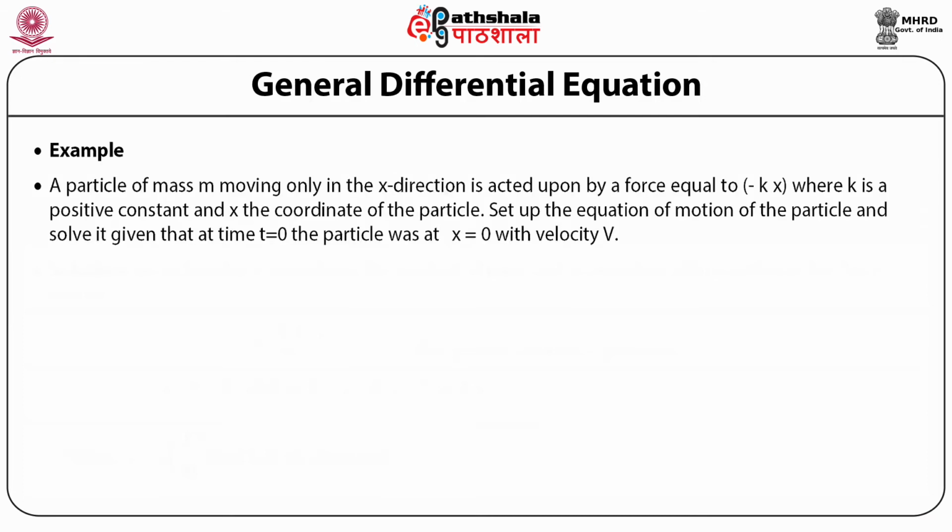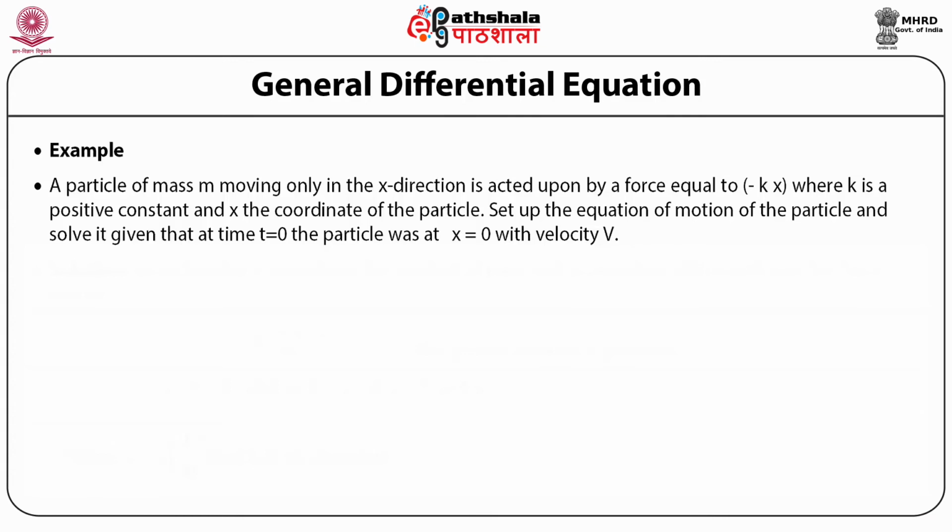A particle of mass m is moving in the x direction, so it's a one-dimensional motion, and is acted upon by a force equal to minus kx, where k is a positive constant and x is the coordinate of the particle. We'll set up the equation of motion of this particle and solve it, given the initial conditions that at time t equal to 0, the particle was at x equal to 0 and its velocity was equal to v.